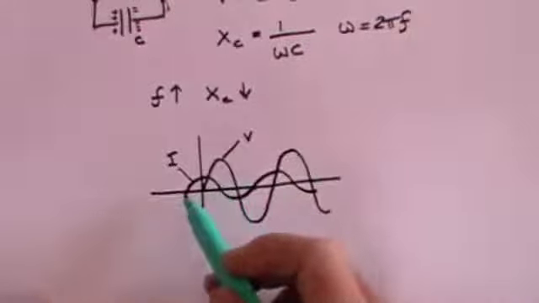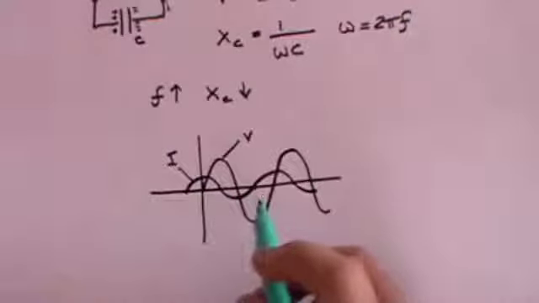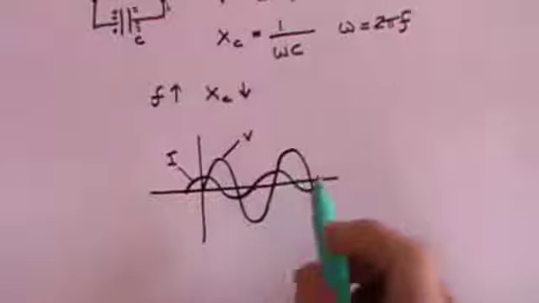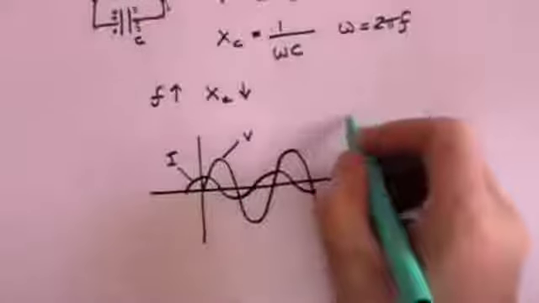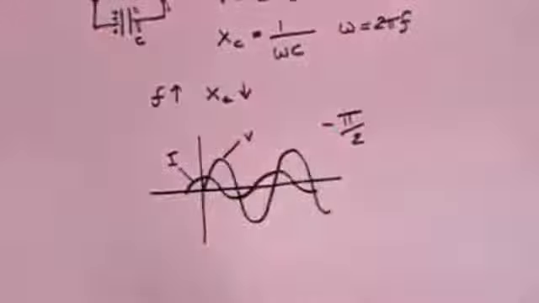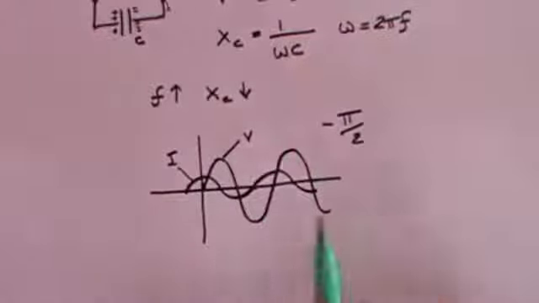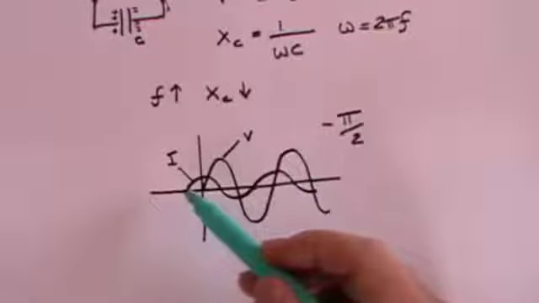And in fact, the angle is 1/4 of a full wavelength. And since a full wavelength is 2 pi radians, 1/4 of that will be pi over 2. So in fact, the voltage is minus pi over 2 behind, as it were, the current. It's 1/4 of a wavelength behind the current.